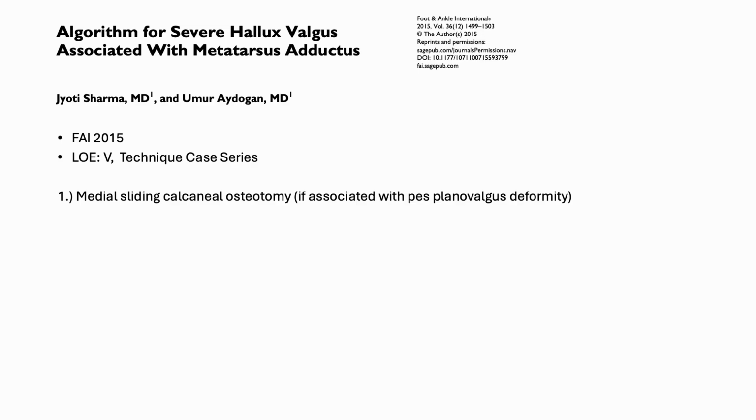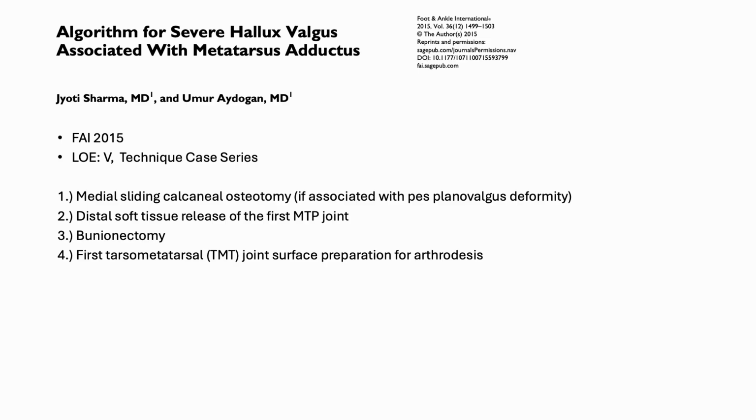So they're talking about if you have a skew foot, do a calc slide, plus or minus a gastroc. They talk about doing a lateral release. I think that's reasonable to consider a lateral release depending on what the sesamoids are doing. Then they talk about doing a distal bunionectomy or your lapidus type procedure. Again, going back to that.